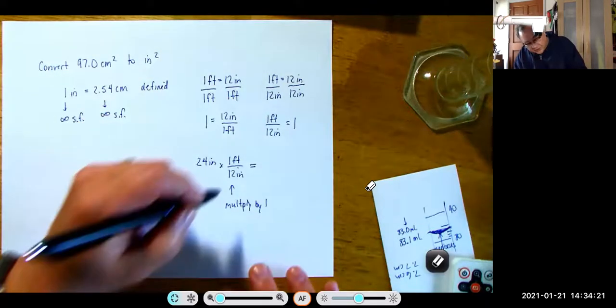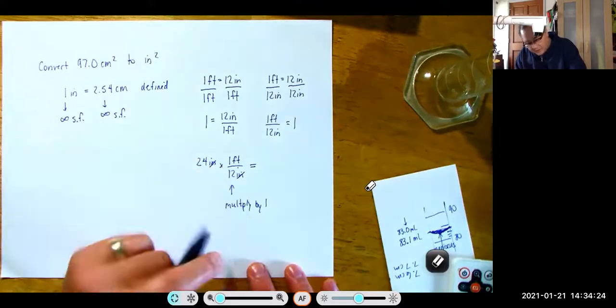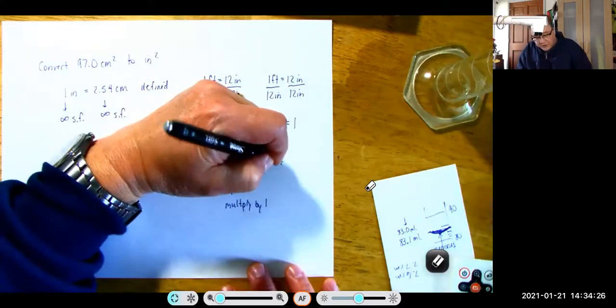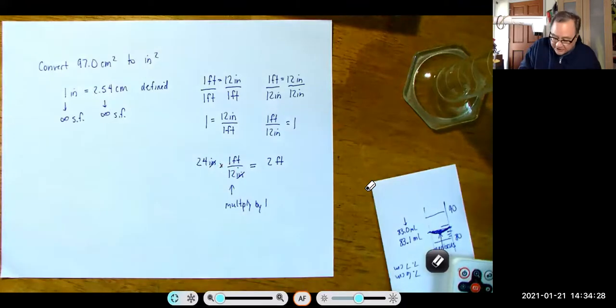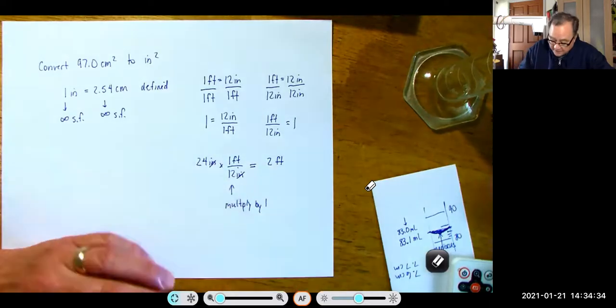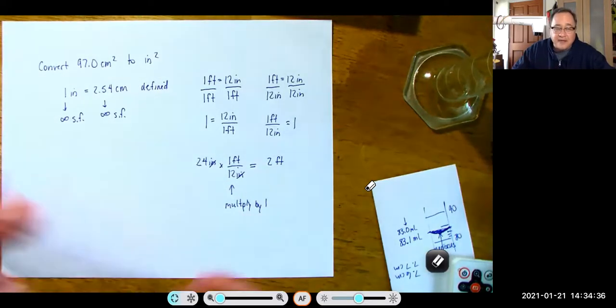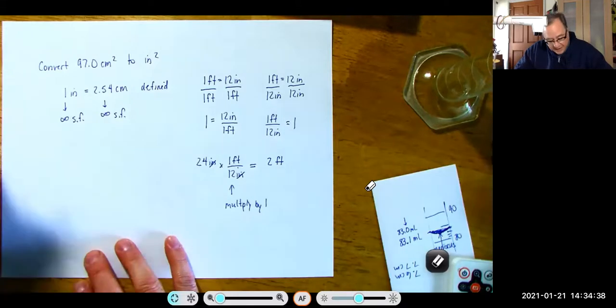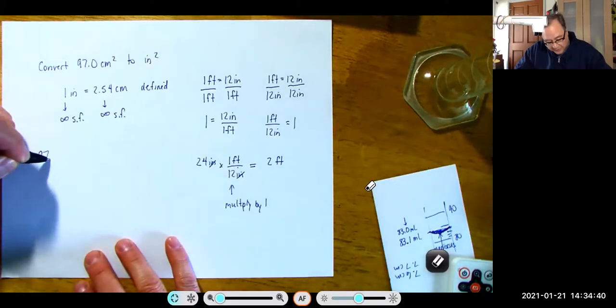The inches cancel. 12 goes into 24 2 times. 2 times 1 is 2 feet. This is the mathematical proof that 24 inches is 2 feet. We can do this in our head, but this is how we mathematically prove it. Now, how does that apply to this over here?